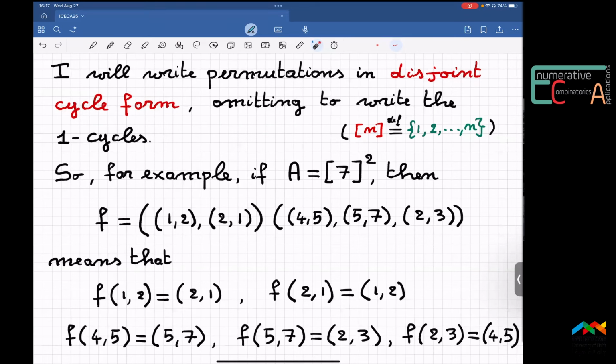I will write permutations in disjoint cycle form, and I will omit the 1-cycles. As usual, by [n] in square brackets, I mean the integers from 1 up to n. So for example, if I take as A [7] squared, the Cartesian product of the numbers from 1 to 7 with themselves, and I take as F this permutation, the product of these 2-cycle and this 3-cycle, what I mean is that (1,2) goes to (2,1), (2,1) goes to (1,2), (4,5) goes to (5,7), (5,7) goes to (2,3), and (2,3) goes back to (4,5).